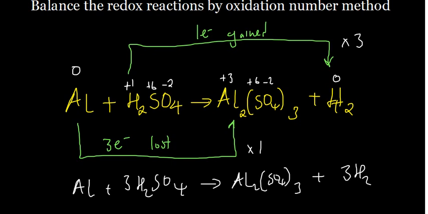Yes. So now after you do this, you balance by inspection. You can see we have got 6 hydrogens, and then you have got 3 sulfates, 3 sulfates. But aluminium, you have got 1 on the reactant, 2 on the product. So simply put a 2 here. Then you have balanced it by the oxidation number method.